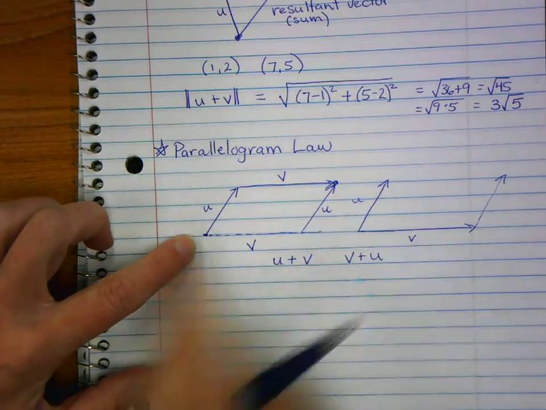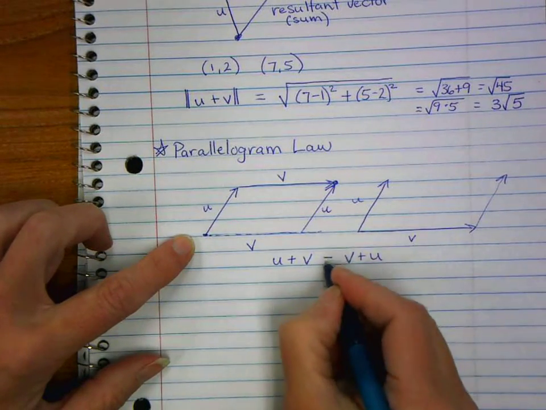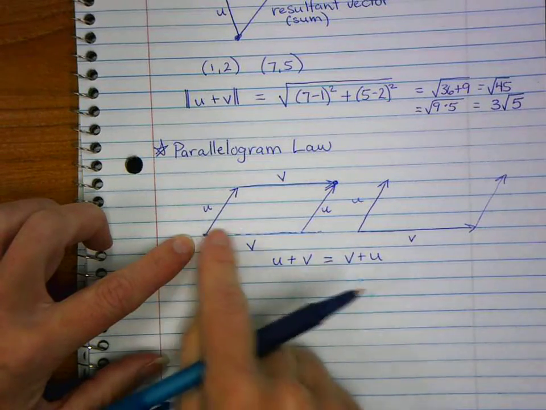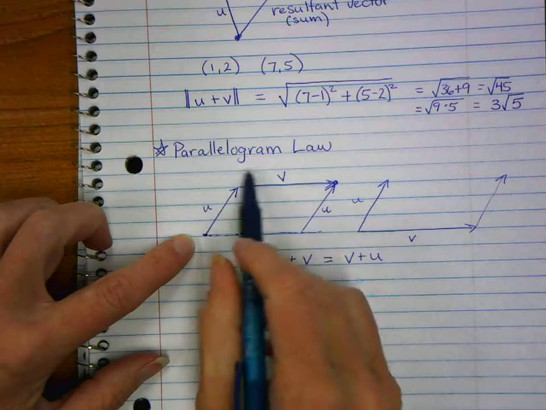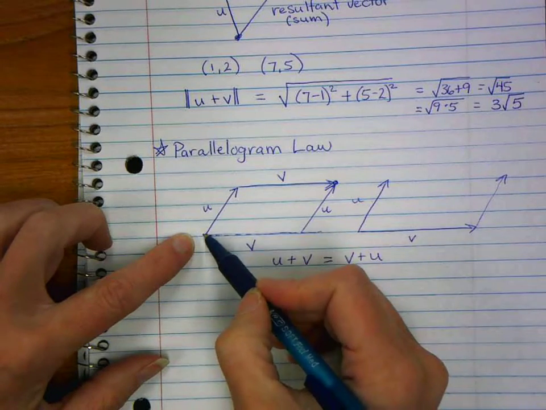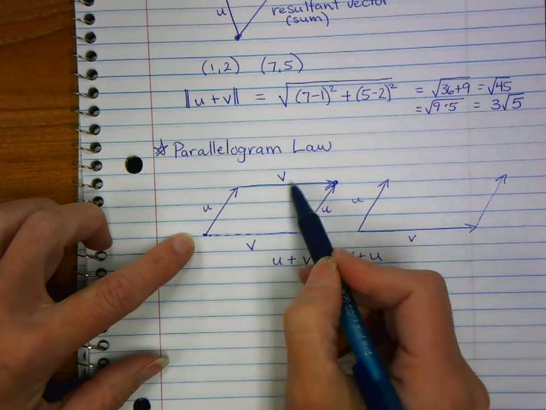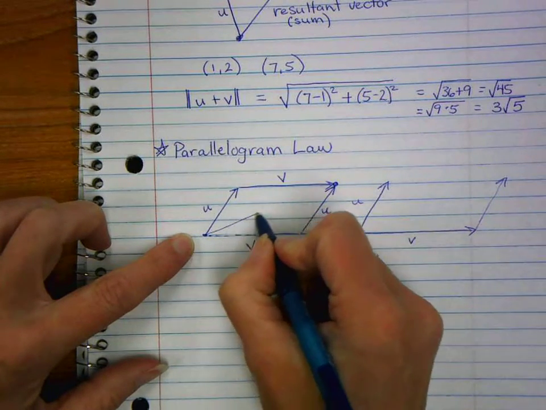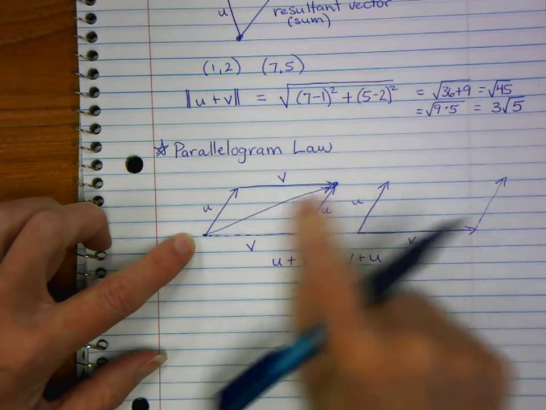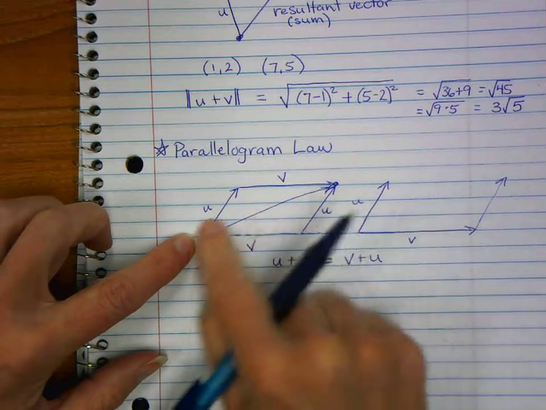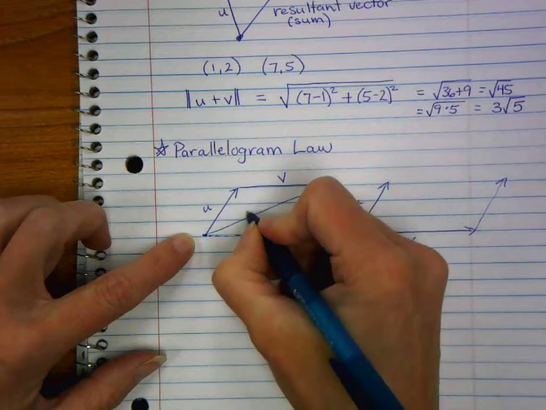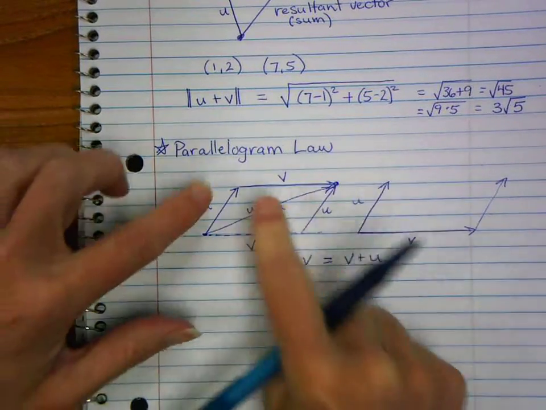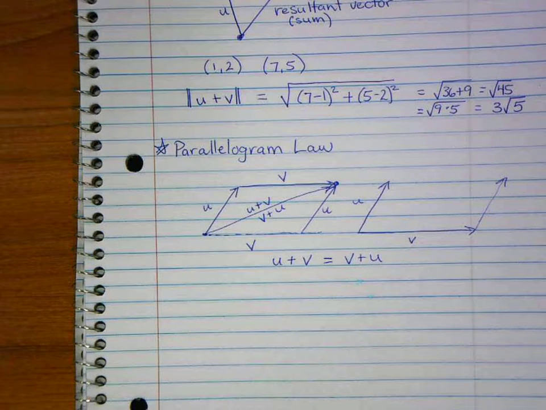V first, then u. This is the commutative property in algebra. Geometrically, we call it the parallelogram law. It means that no matter what order I do my vectors in, u plus v or v plus u, I end up at the same terminal point with the same resultant vector. No matter what, this is either u plus v or v plus u. It is the same resultant vector.